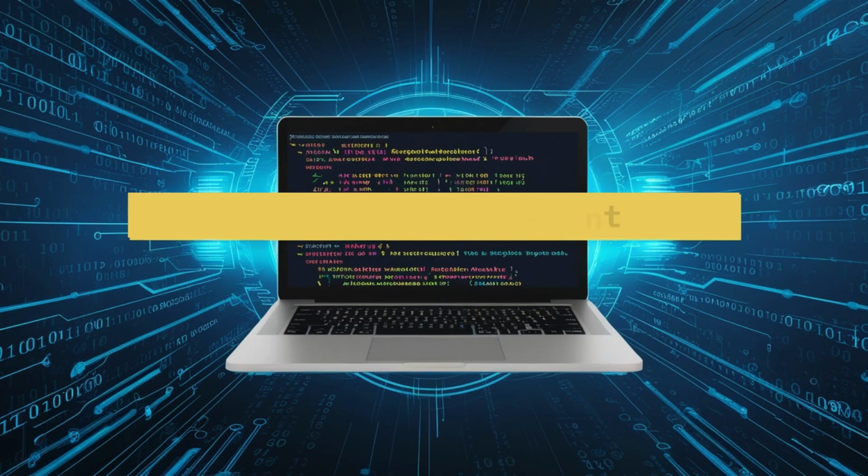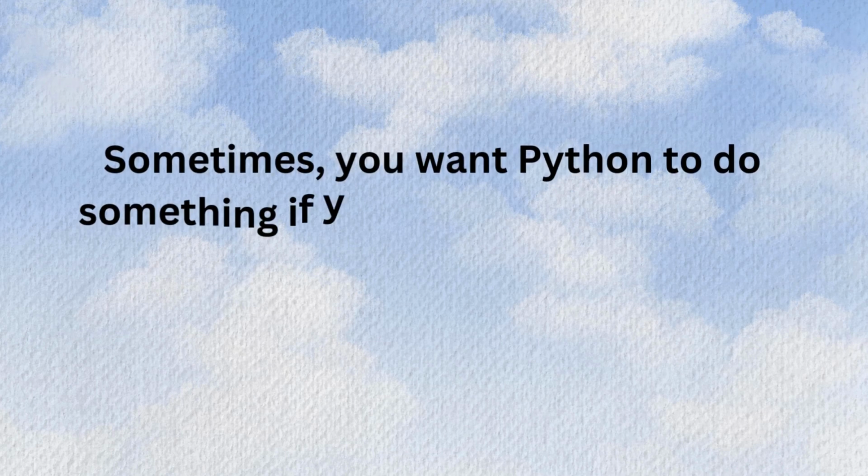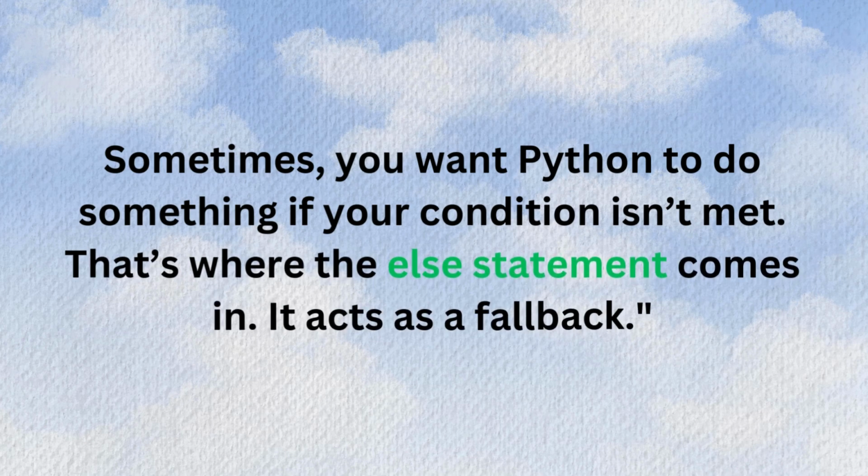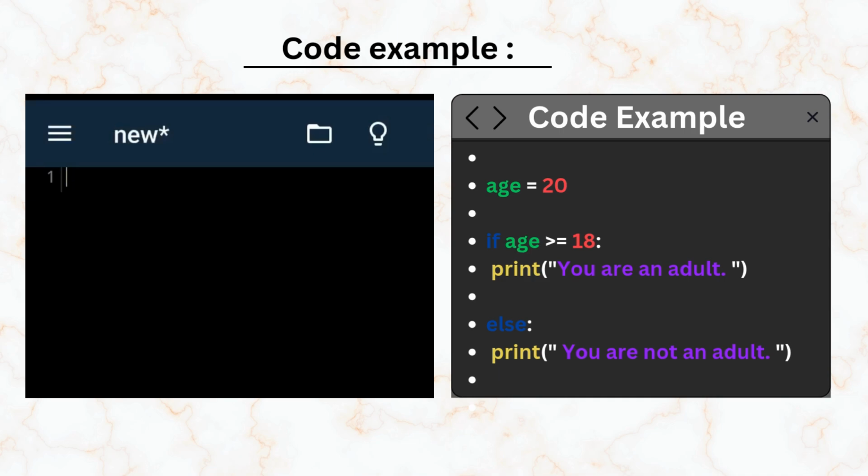The else statement. Sometimes, you want Python to do something if your condition isn't met. That's where the else statement comes in. It acts as a fallback. If the condition isn't true, Python executes the else block. Let's see the tutorial.